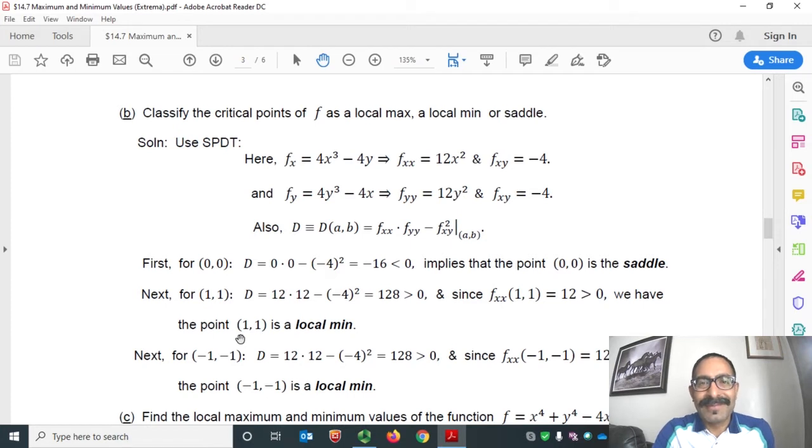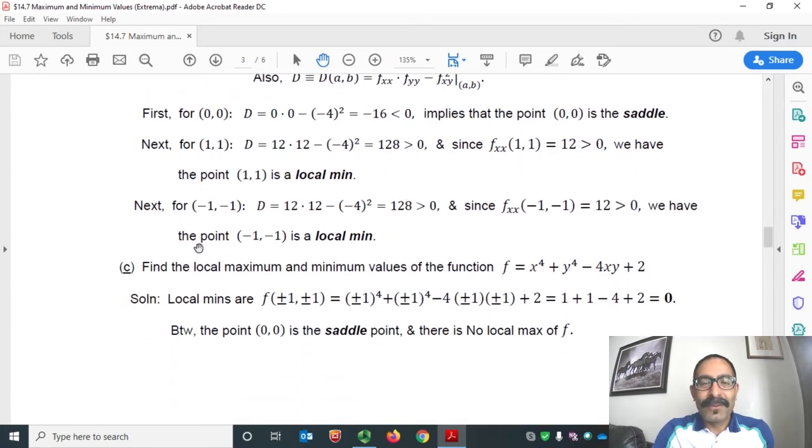Awesome. I hope this makes sense to you all. Move on. Next, for the point (-1, -1), the discriminant again turns out to be positive, and fxx at (-1, -1) is 12, which is positive. We have the local minimum again at the point (-1, -1).